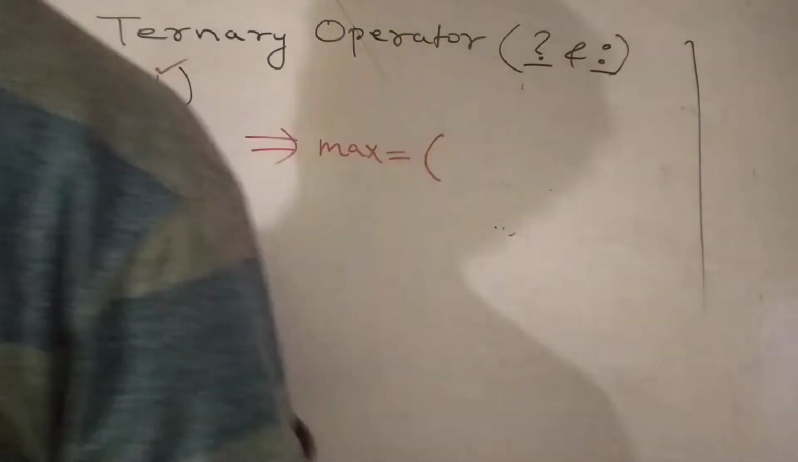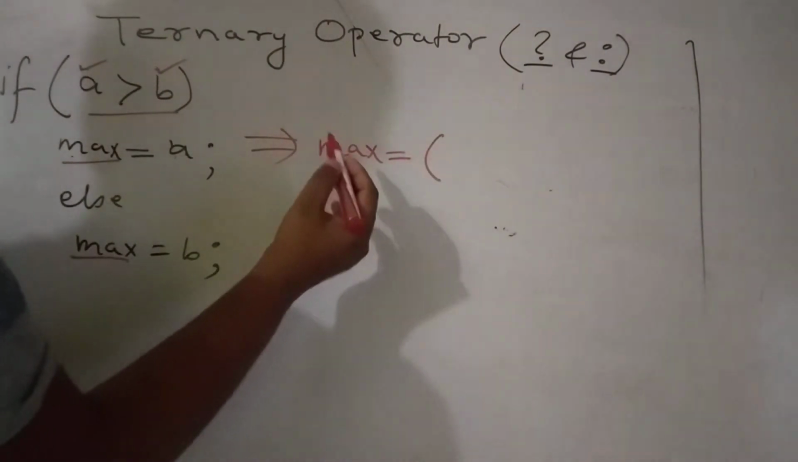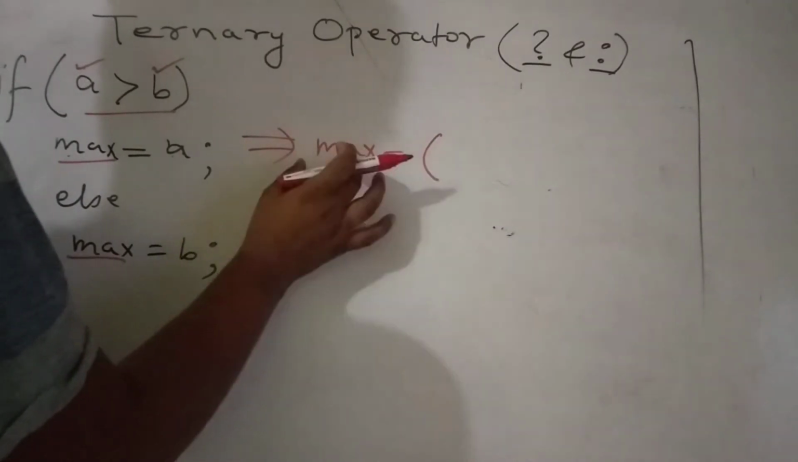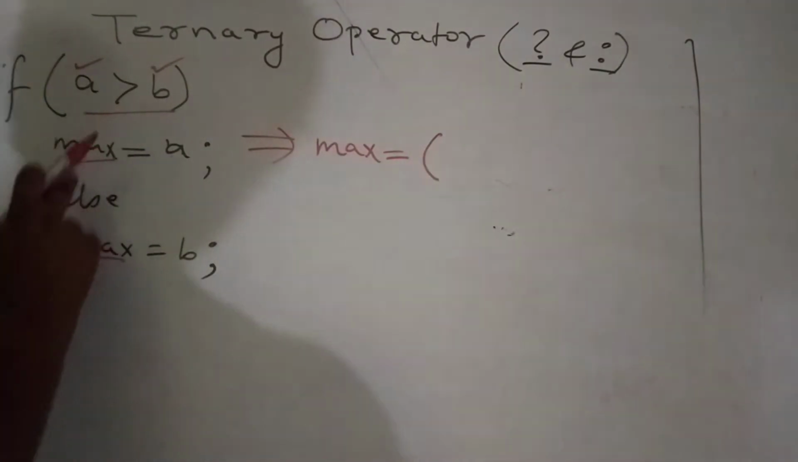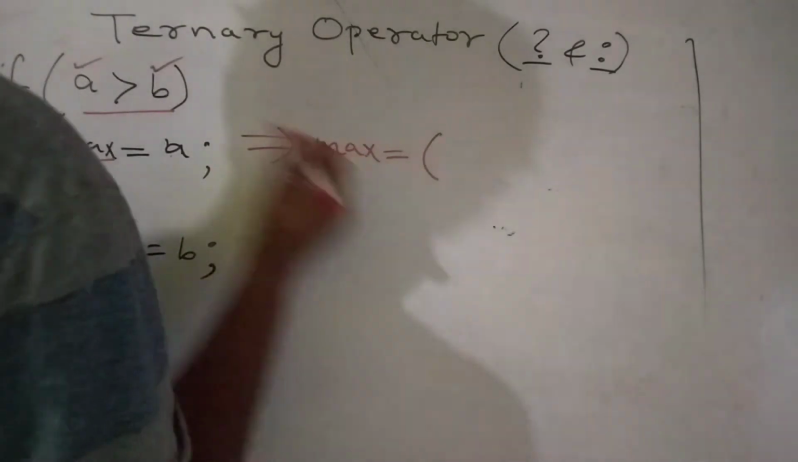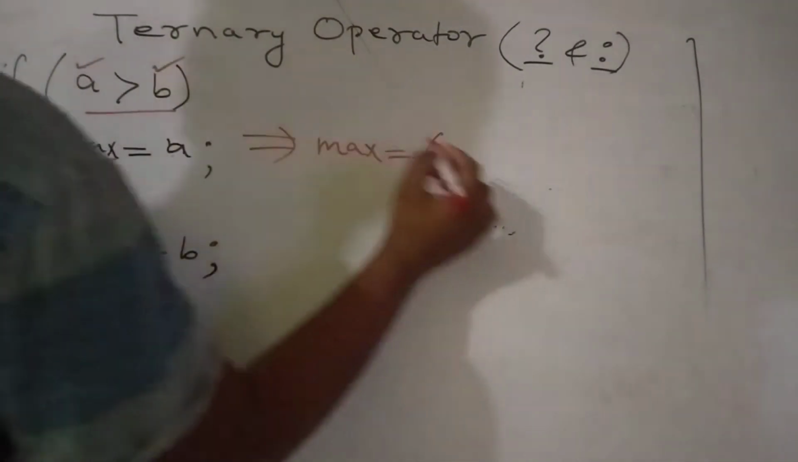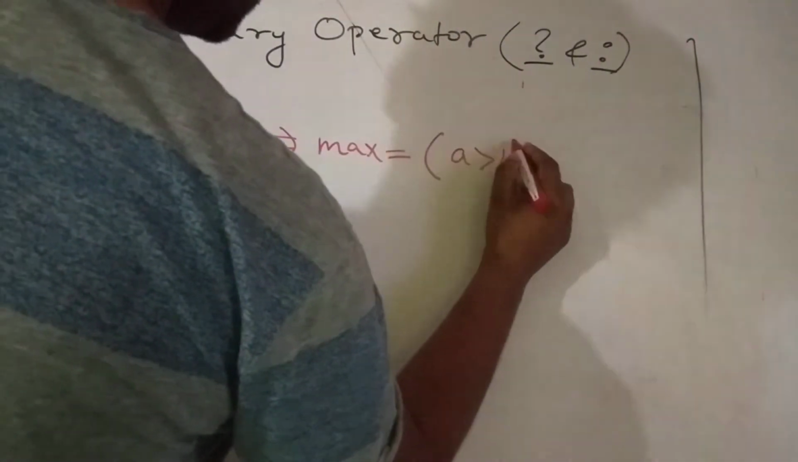our condition. What is our condition out here? So in ternary operator, the syntax says that the variable where your outcome will be stored, so it is stored out here in max. So same thing you have to write out here. Max is equals to condition. What is the condition? A is greater than B.